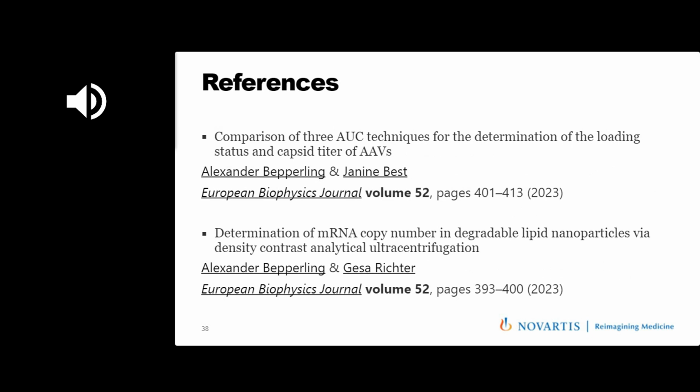And with that, if you are interested in what I've told you today in more detail and also want to have a look at the numbers and the calculations, you can look into these two papers. And from now, I'm happy to take any questions.